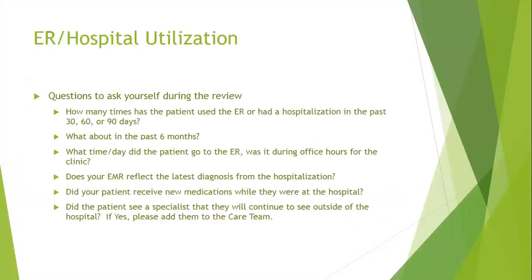ER and hospital utilization. How many times has the patient used the ER or had a hospitalization in the past 30, 60, or 90 days? What about in the past 6 months? What time or day did the patient go to the ER? Was it during office hours for the clinic? This can indicate a care management need. Does your EMR reflect the latest diagnosis from the hospitalization? Did your patient receive new medications while they were at the hospital? Did the patient see a specialist that they will continue to see outside of the hospital? If yes, we need to add them to the care team.